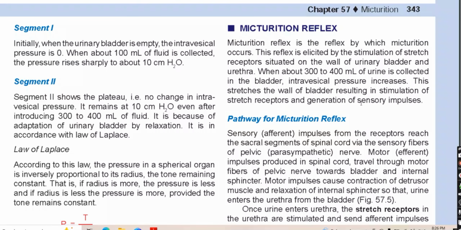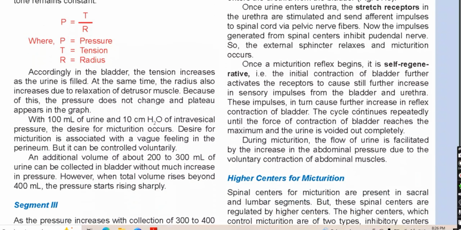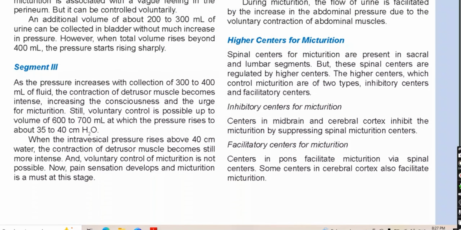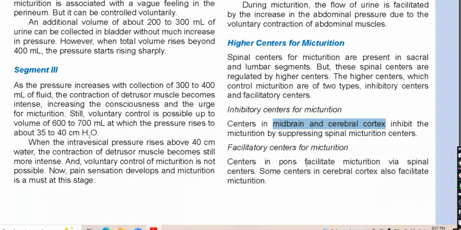The pathway of this micturition reflex is given here. We are not describing the pathway, but importantly, I want to say that there are some higher centers of micturition, like the inhibitory center and the facilitatory center. The inhibitory centers in the midbrain and the cerebral cortex can inhibit micturition by suppressing the spinal micturition center. Facilitatory centers can facilitate micturition via the spinal center, and some centers of the cerebral cortex also facilitate micturition. So these are the higher centers for micturition we are studying.